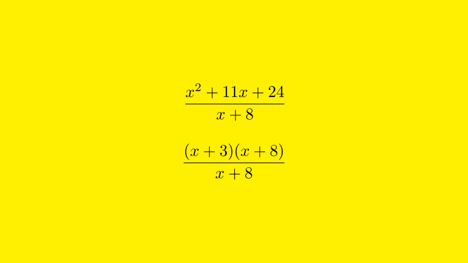So, the numerator x squared plus 11x plus 24 can be written as x plus 3 times x plus 8. Now the original expression can be rewritten in its factored form as x plus 3 times x plus 8 divided by x plus 8. In this factoring step, the expression is altered from the quadratic form to the product of two binomials. The reasoning behind this step is to break down the quadratic expression into simpler parts, which will make it easier to simplify the entire rational expression.